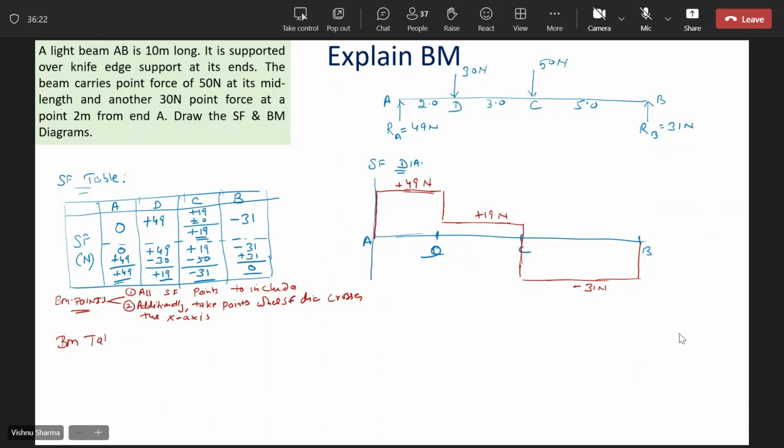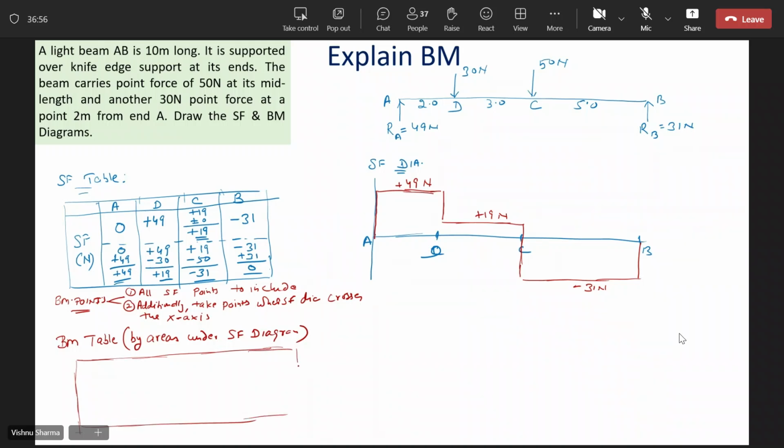Now you see, what am I writing? BM table. What am I writing in the bracket? I'm not calculating by levers. What am I doing? By areas under the SF diagram. So how am I taking BM? I'm calculating it by the area under the SF diagram. When you make the BM table, the order of the points must be the same as in the SF diagram.